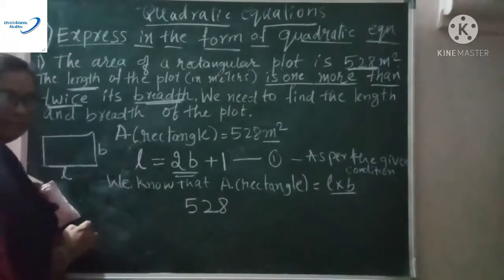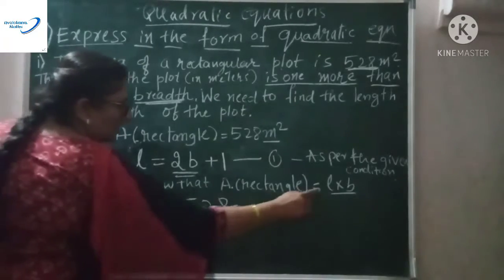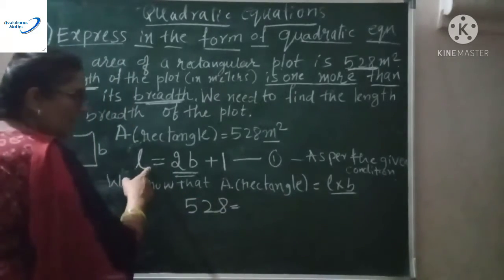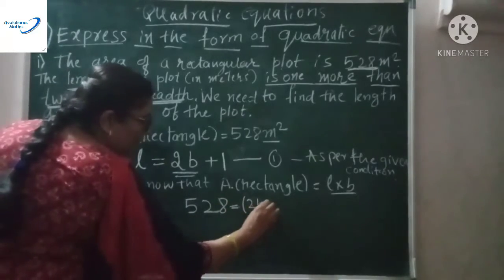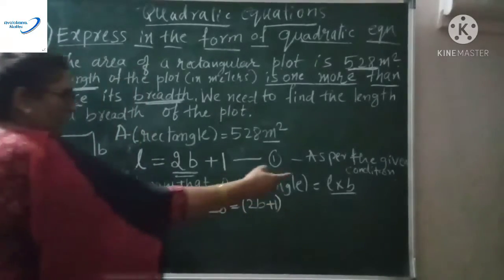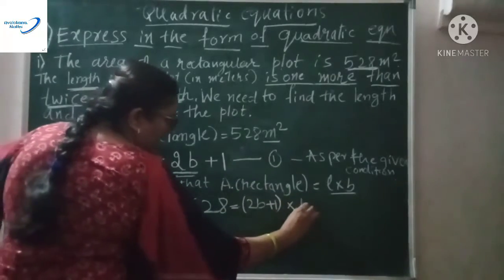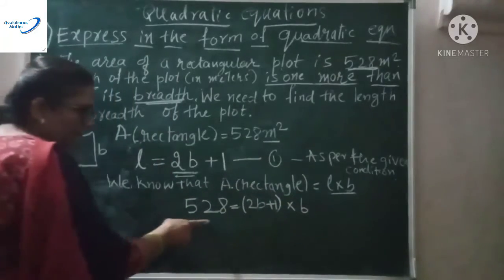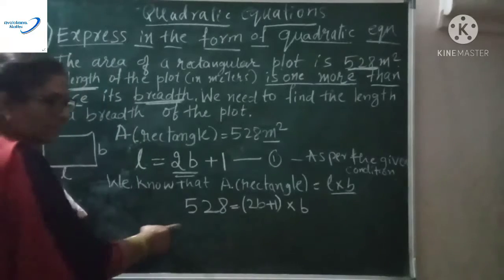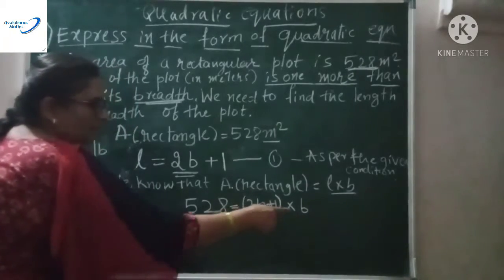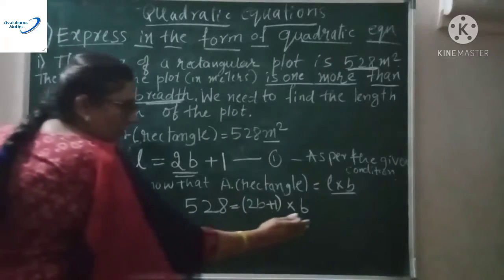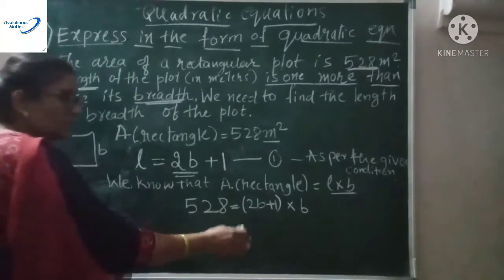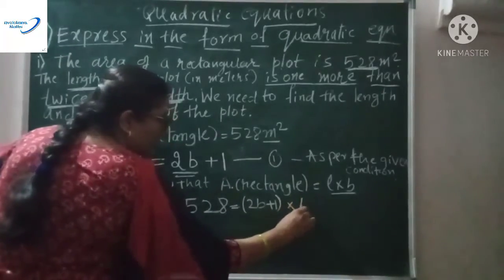528. Very simple. Area is equal to length times breadth. What am I writing? L. I am not writing it as L. I am writing it as 2B plus 1 into what? Breadth, I am writing B only, so that my equation is in terms of only one variable, that is B. So this is finished. You will get full marks even if you write this much, but it is better to write this way.